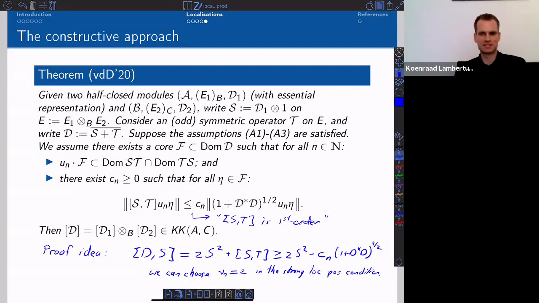So in particular, this strengthening of the local positivity condition is quite naturally obtained in this constructive approach. Really, all we need to ensure is that the commutator of S and T is first order at most. Okay, so as I mentioned, I'm not actually giving the construction of the unbounded Kasparov product, but if you come up with a construction, then I think this is a very useful way of checking that it indeed represents the Kasparov product.